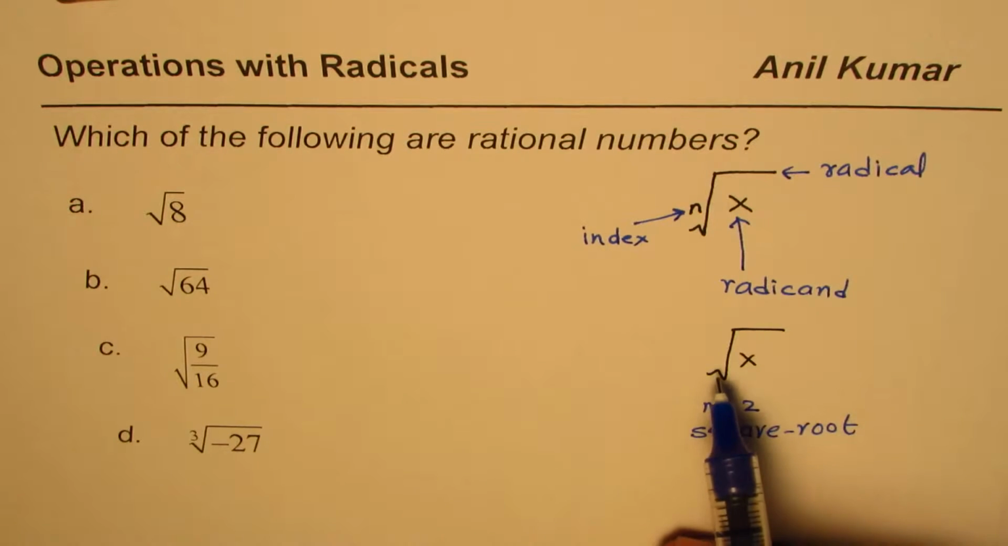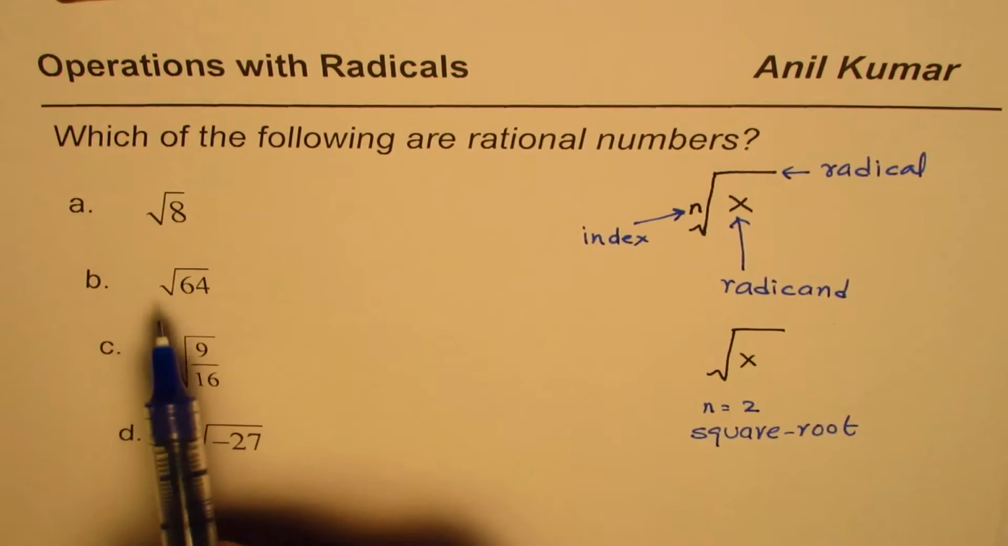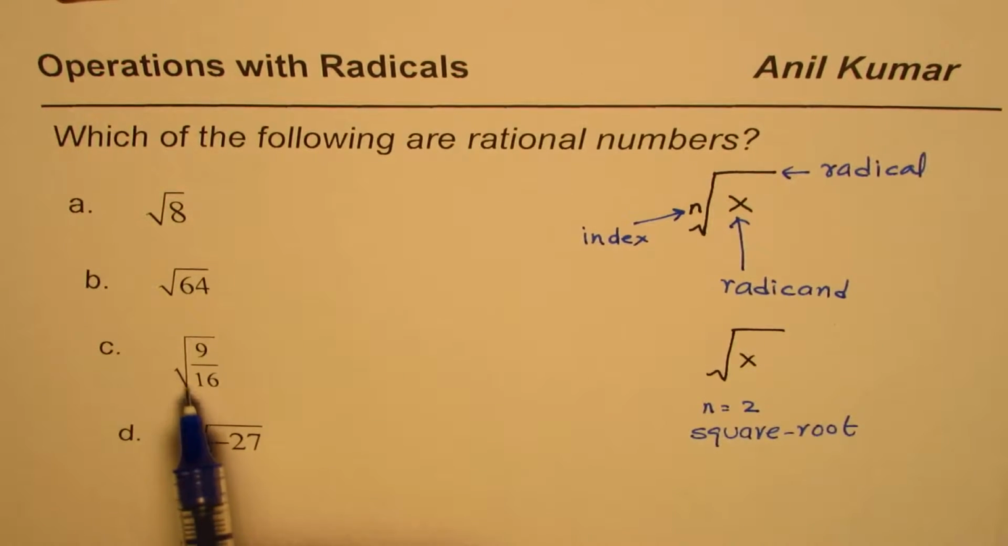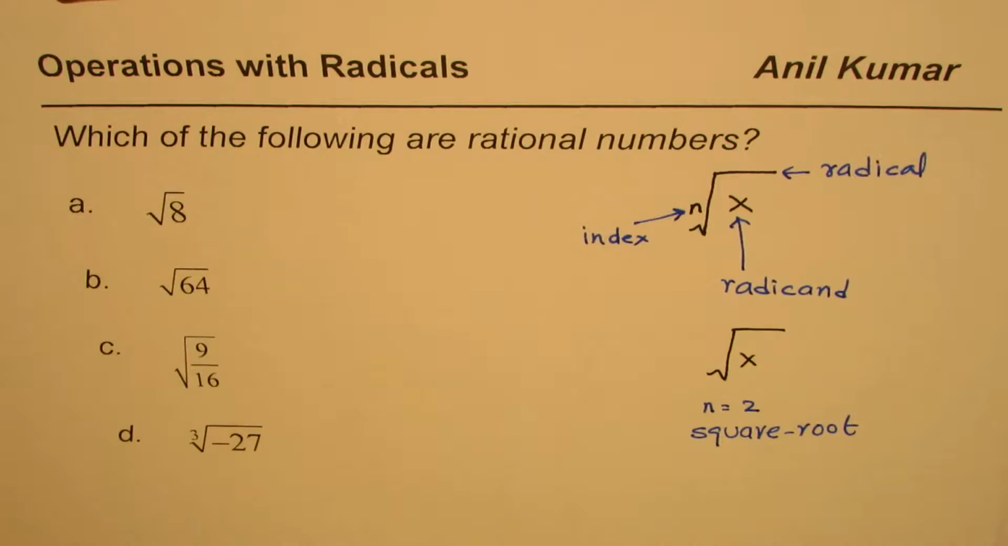If the index value is not given, by default it is taken as 2, and that radical will be called a square root. So we can read these as square root of 8, square root of 64, square root of 9 over 16, and cube root of minus 27. Now let's get back to the question. Which of the following are rational numbers?